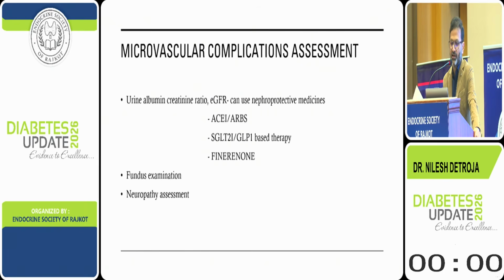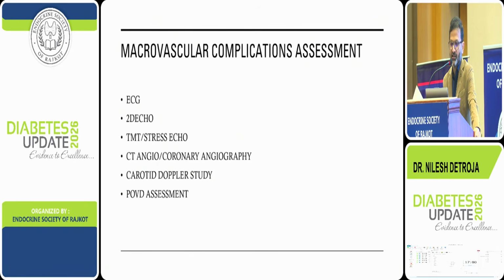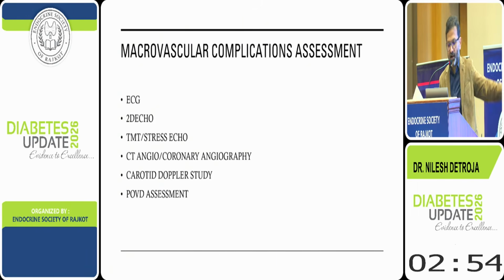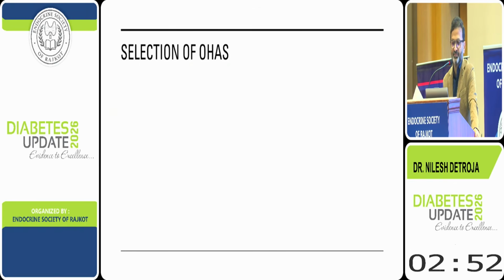Fundus examination and neuropathy assessment are also necessary. Macrovascular complication assessment, we all know; I am not going into the detail. Everyone does an ECG, but nothing else. The ECG machine is right next door, so you go and get an ECG done, but what will you learn from it? Nothing. You cannot assess macrovascular disease that way. If there is ongoing chest pain and you do an ECG, you will have some idea. Otherwise, cardiovascular assessment is not possible with ECG alone. So you need a battery of tests in high risk patients.